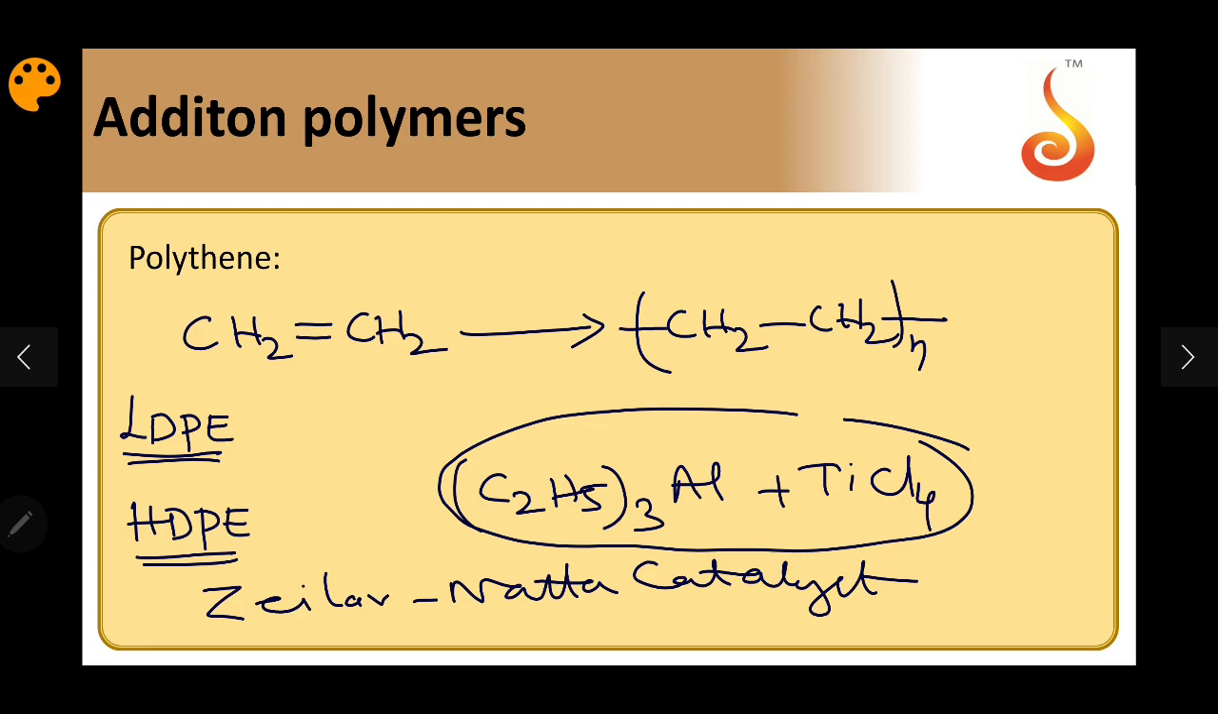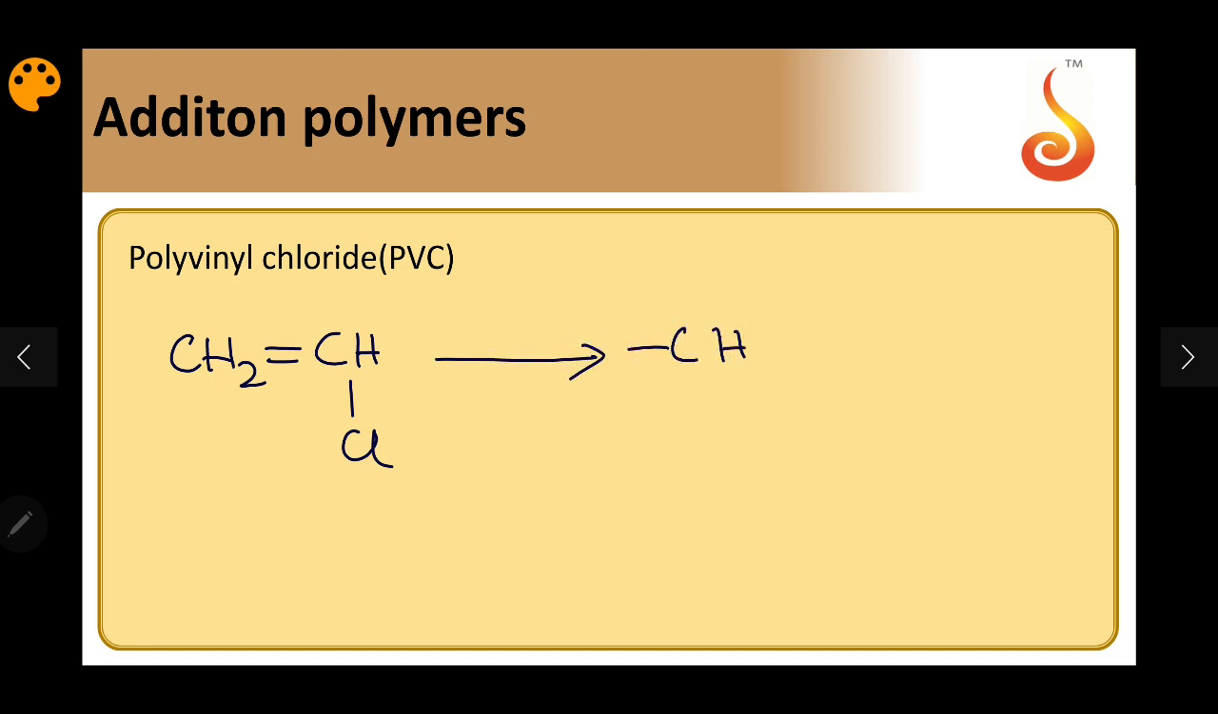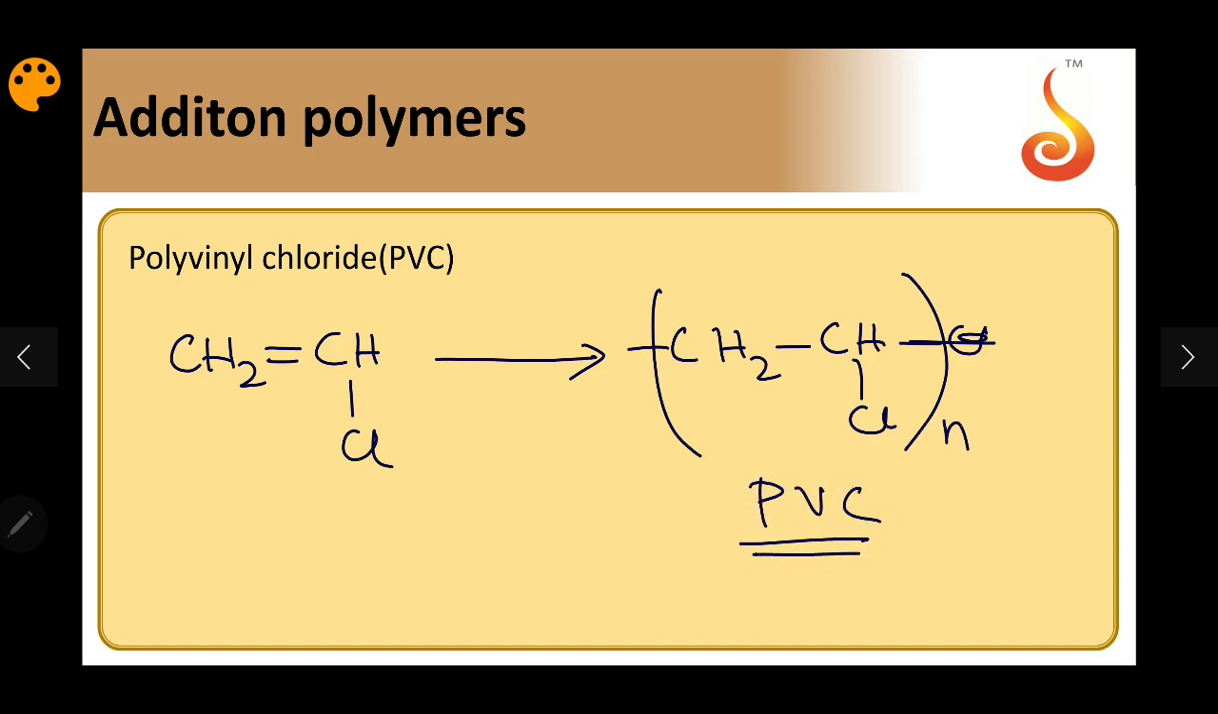LDPE is used in soft bottles, soft toys. HDPE is used in molded objects like table, mug, bucket, so various hard bottles. So major application of LDPE is in packaging, and HDPE is in molded objects. PVC, polyvinyl chloride. The monomer is vinyl chloride, CH2=CH-Cl, chloroethene. When we polymerize, I get polyvinyl chloride. This PVC is mainly used in piping and PVC sheets.